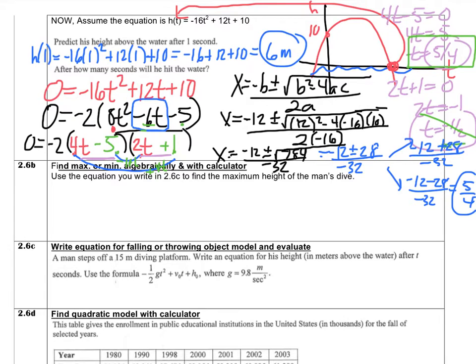Now let's do 2.6c and then we'll come back to b because we need c before we do b. C says write an equation for a falling or throwing object model and evaluate. So a man steps off a 15-meter diving platform. Write an equation for his height after t seconds using this particular formula. We're going to use, it looks like in meters per second squared, so we have the g value. This is g, so that goes into there.